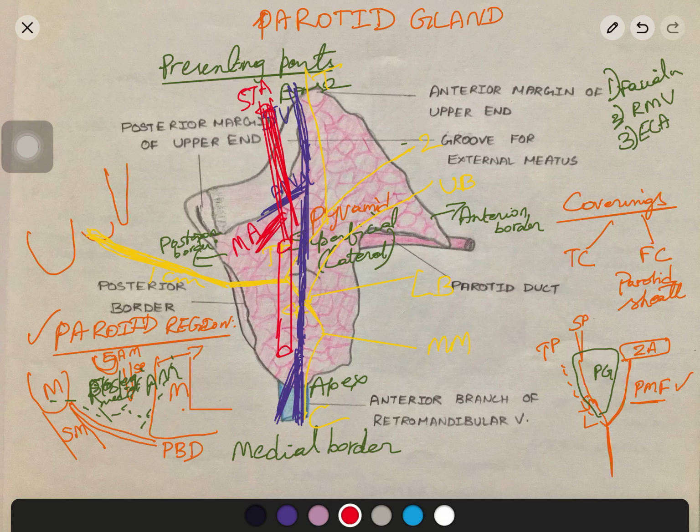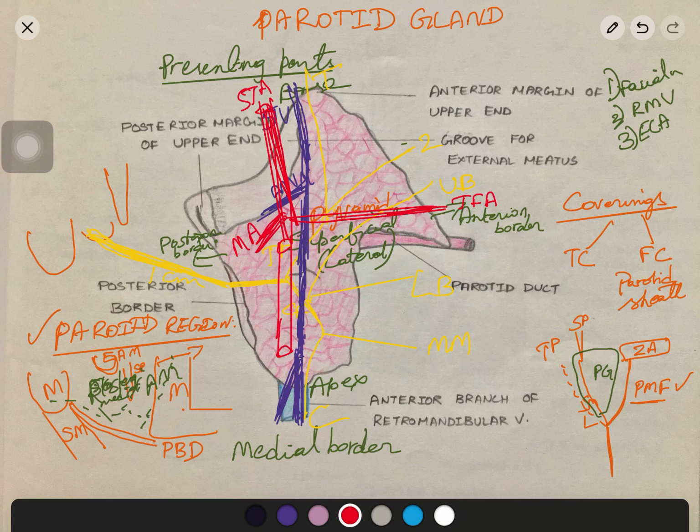The transverse facial artery sometimes arises from the superficial temporal artery and emerges through the anterior border of the parotid gland. So sometimes another artery will come through this anterior border of the parotid gland, that is the transverse facial artery.